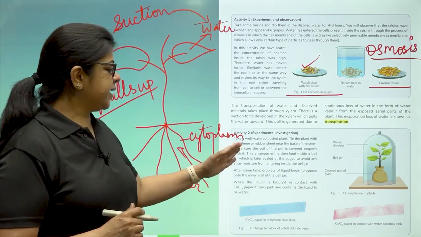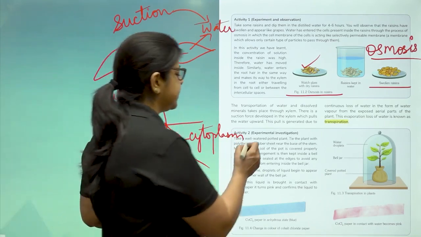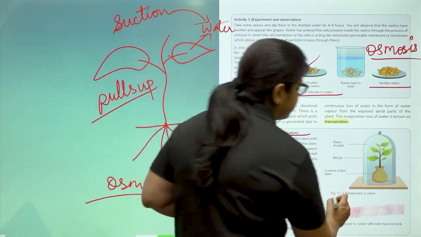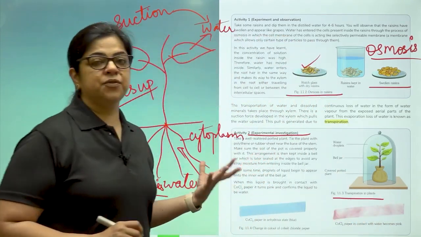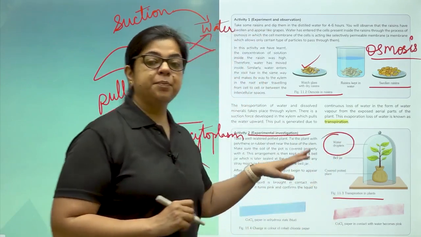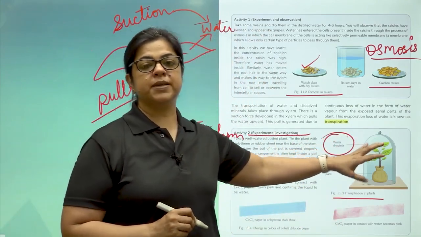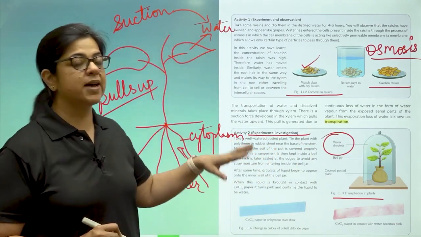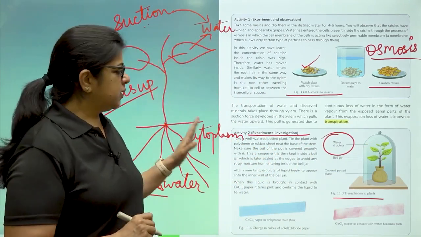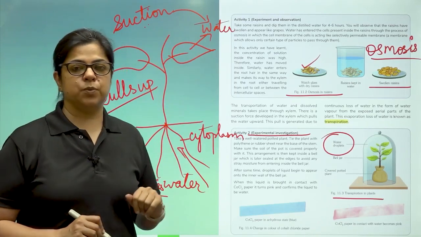Now there is a second experiment in your book that tells you about transpiration in plants, and it proves that the liquid that is given out by the leaves is water droplets. And because of this liquid, the water droplets that are given out through transpiration, what is happening? A suction is being created. So this is how water is transported.